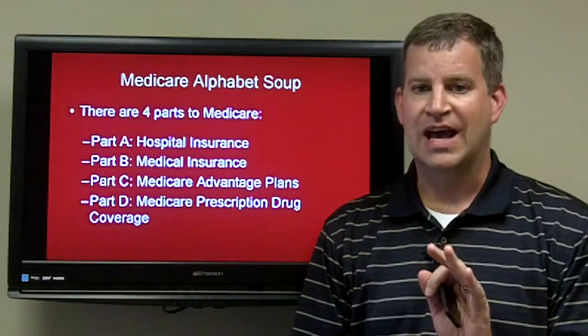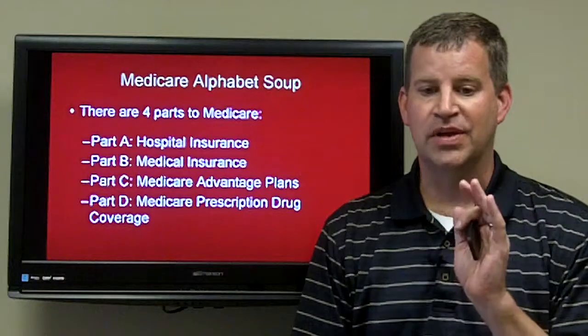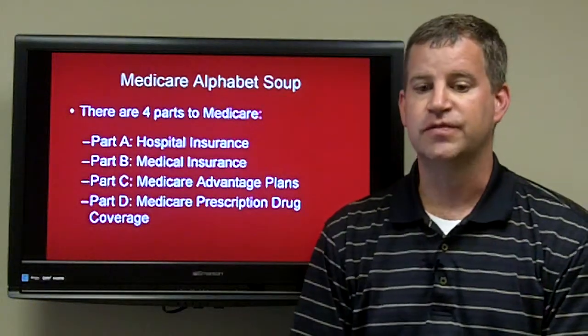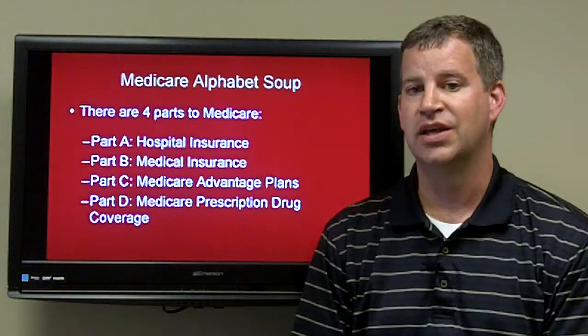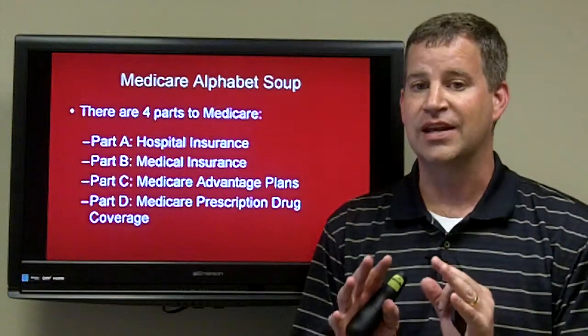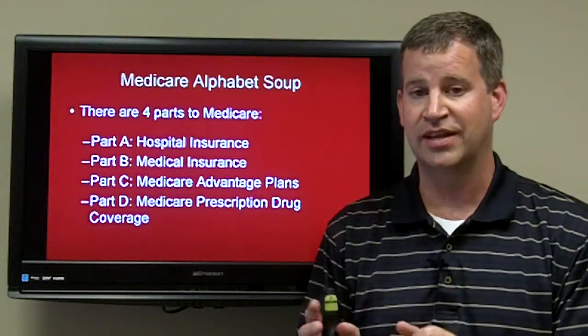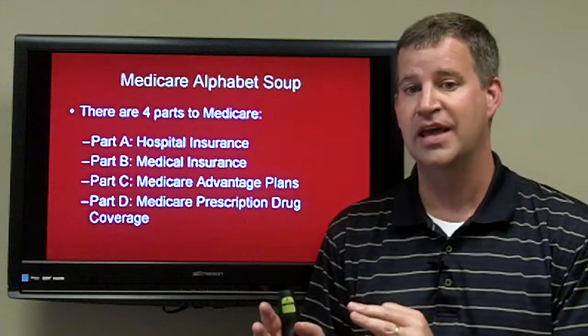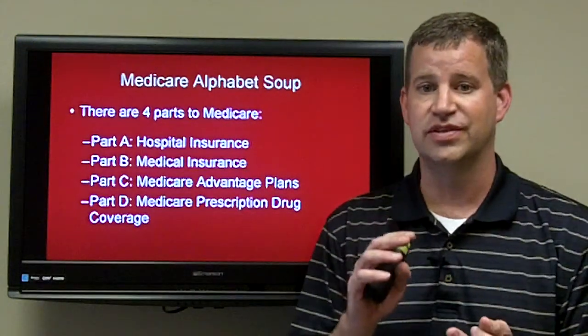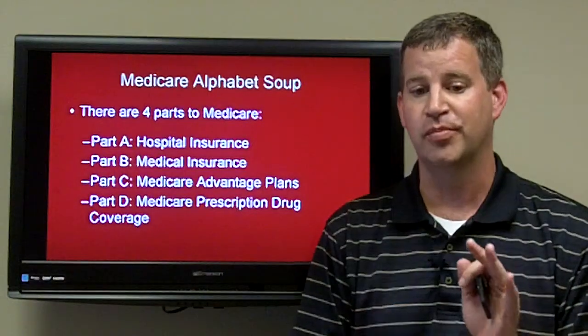So when you break it down, Medicare is broken up into 4 parts. Part A is your hospital insurance. Part B is your medical insurance, and that basically is everything that is not hospital related. So anything that's inpatient hospital falls under Part A. Everything else, doctor's office visits, lab work, all of that will fall into Part B.